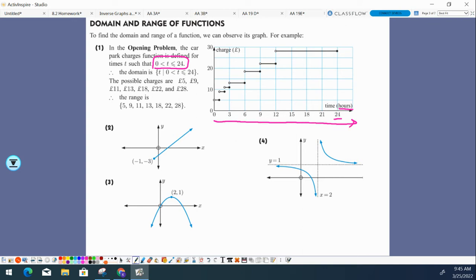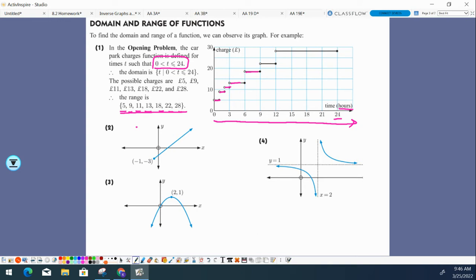But notice there's only certain y values. So if I list the y values, and this is from, if you want to actually read the opening problem, this is at the very beginning of the chapter before lesson A. All right. So we list the y values separately because they're individual values. Because the x values are all inclusive, we just say from between 0 and 24.